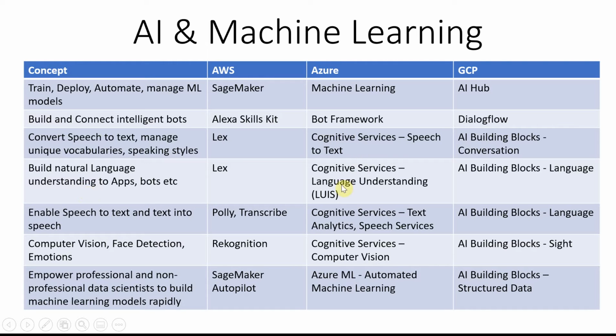Again, besides Lex in AWS, in Azure it is Cognitive Services. LUIS is also a very popular product, which is getting a lot of traction these days. And on the GCP side, it is AI building blocks language.